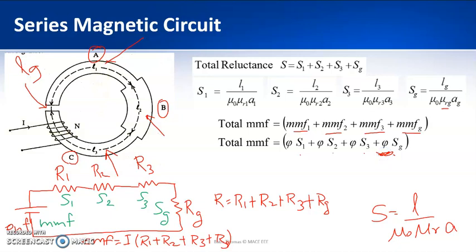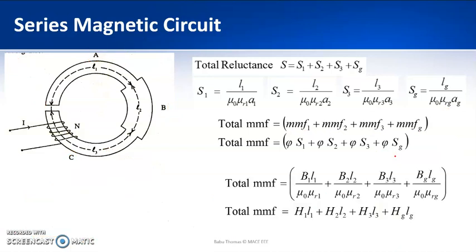But whenever we are considering the leakage factor lambda, then obviously the value of flux will change. So we need to keep that in mind when we analyze the problems. Otherwise, we can take the flux as the same throughout. Now we can represent the total MMF in terms of flux density also.